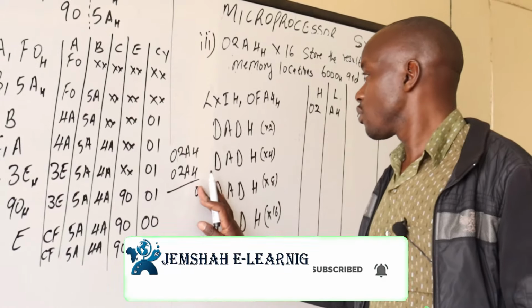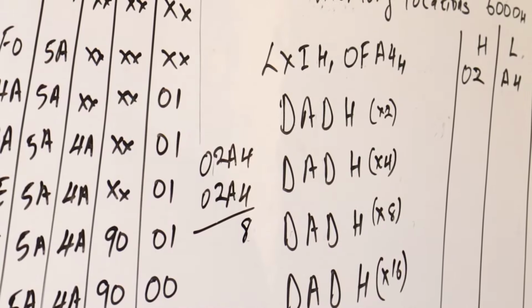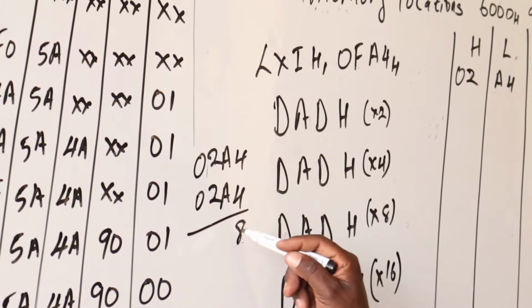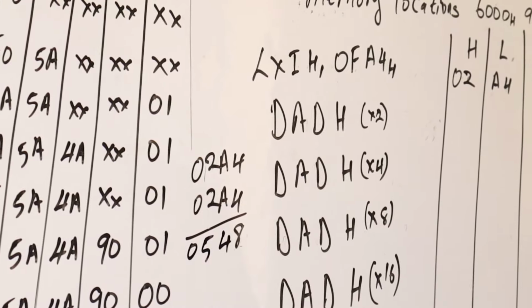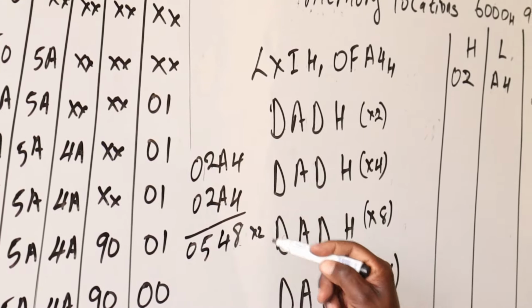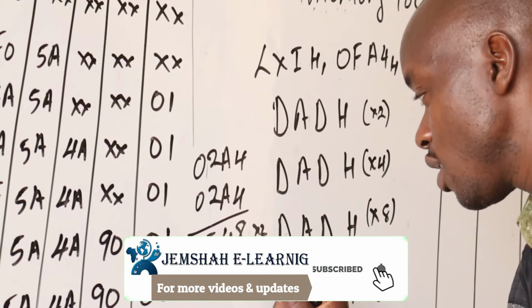4 plus 4, that is 8. A plus A is 10. 20 minus 16 will be 4. Carry 1, that is 5. 0. That's the first. Remember this times 2. That's how we agreed. Next now again is 0548.